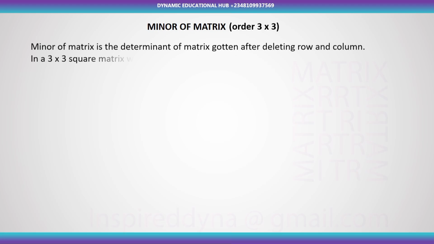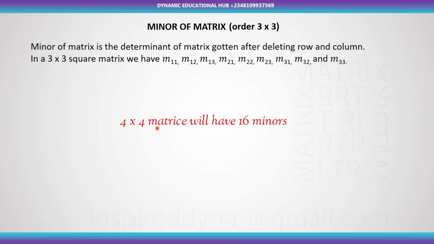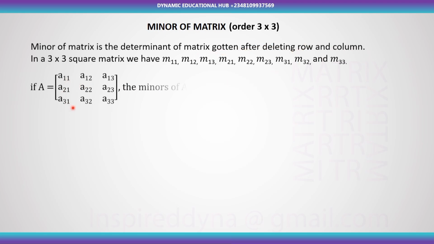Any matrix you are getting, the determinant will give us the minors. For a 3 by 3, we are going to have 9 minors. Let's take for instance a 3 by 3 square matrix as shown here.